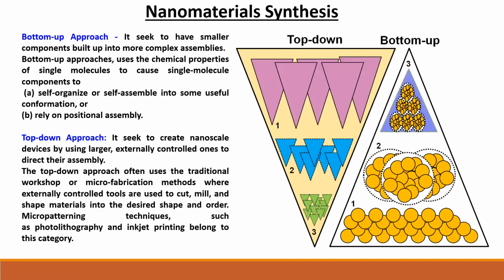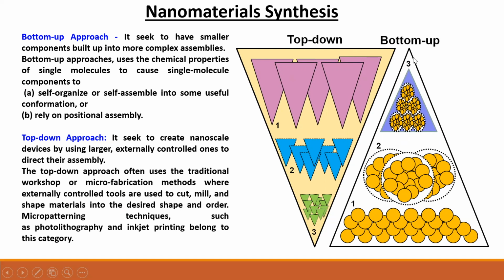Now let us start discussing how we can synthesize these nanomaterials. So we have seen that there are various categories of these nanostructures. There are different magnetic materials which can be used for these nanostructures and what their applications are. But now let us understand how we can synthesize these nanomaterials. There are two basic ways by which we can synthesize these nanomaterials. As you can see in the image, one is the top-down approach and the other one is the bottom-up approach.